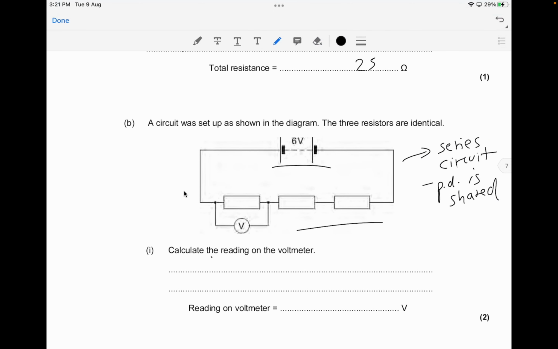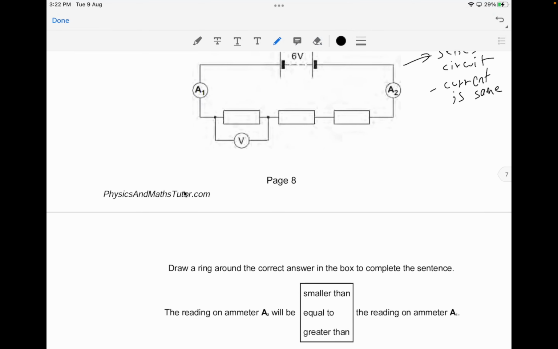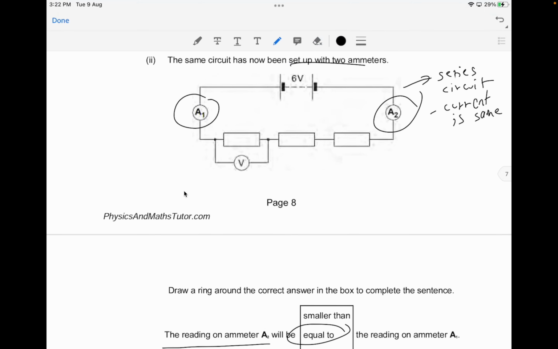Now the same circuit has been set up with 2 ammeters. You can see that it's again a series circuit where the current is the same. You should notice that the reading on ammeter A2 will be equivalent. We're going to draw a ring around the answer. It's going to be equal to the reading on ammeter A1. That's because in a series circuit, the current is always the same. So you're going to use the same idea and logic to solve this type of question. All right. Let's move on to the next question.